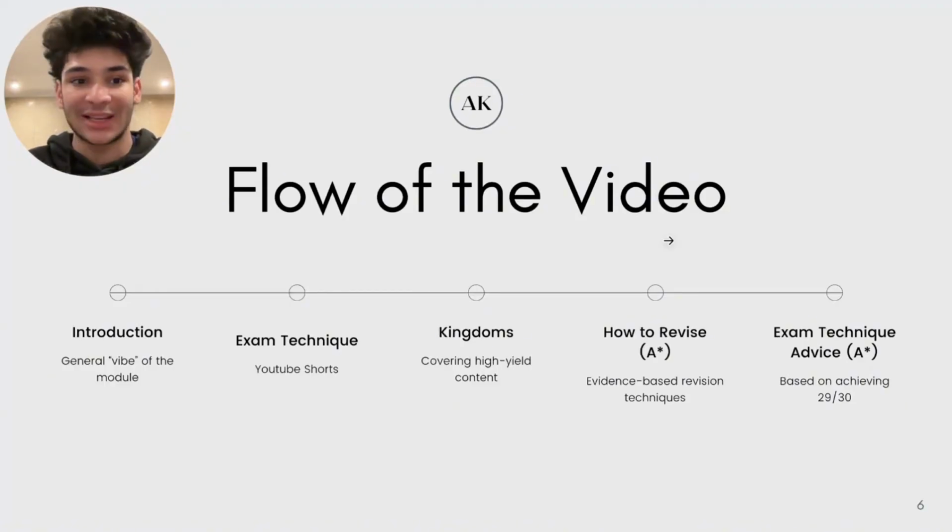And then finally, exam technique advice, A-star. So this is based on achieving 29 out of 30, sort of how I approach my exam questions.